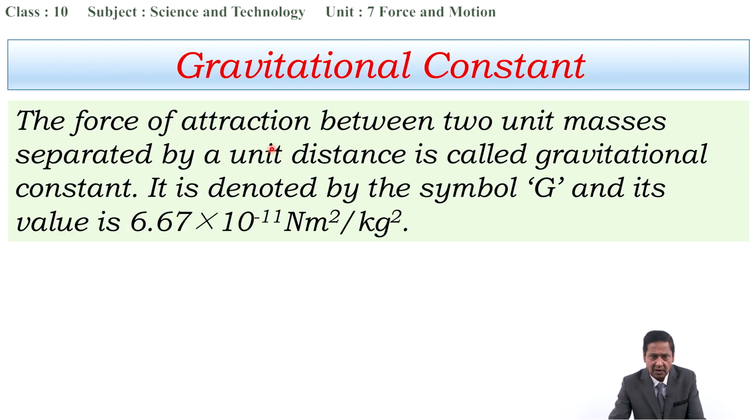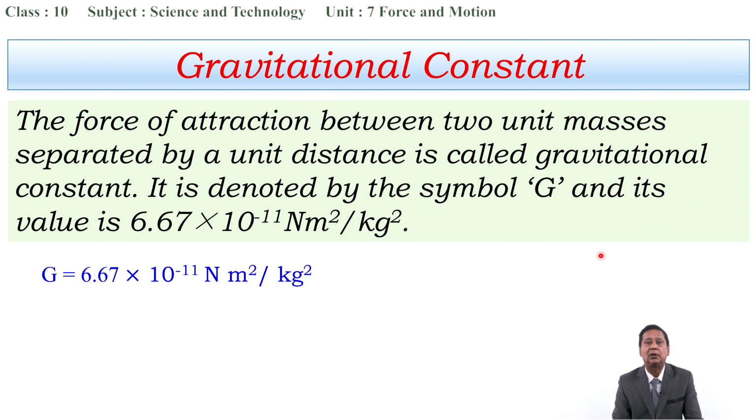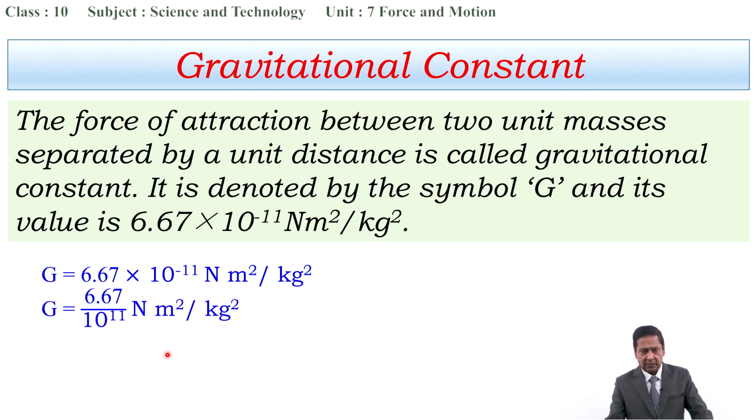The force of attraction between two unit masses separated by unit distance is called the gravitational constant. Now I want to talk about the value. Look at this, 6.67 into 10 to the power minus 11. This is the value of capital G. Now, if 10 to the power minus 11 is taken in the denominator, then we will have this. Minus 11 becomes plus 11 in the denominator, isn't it?